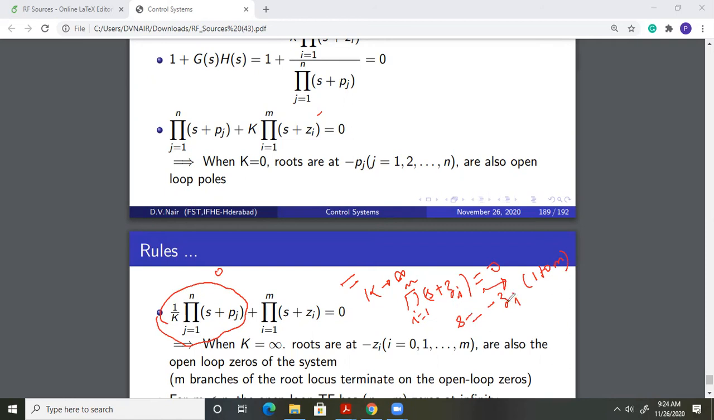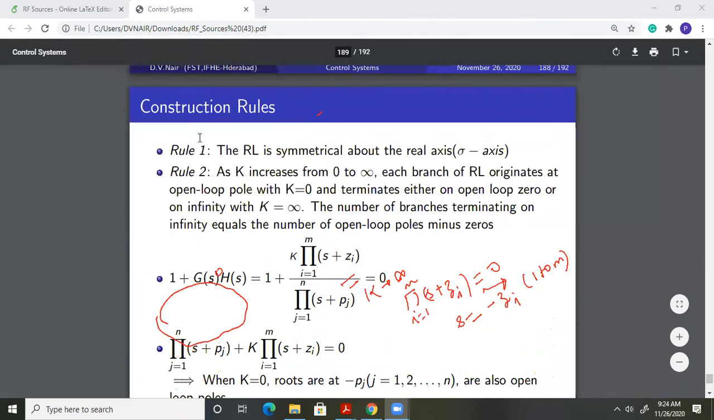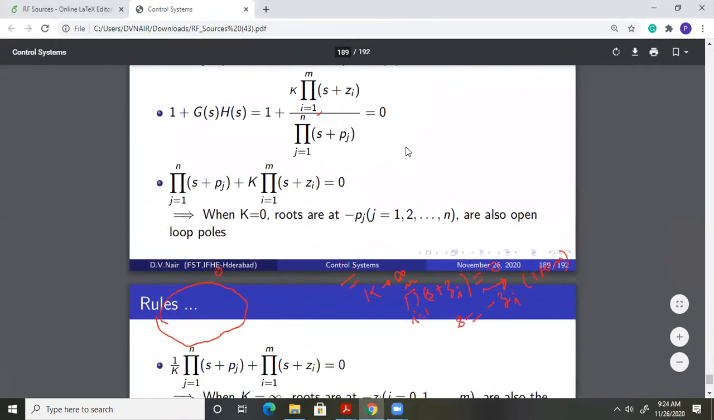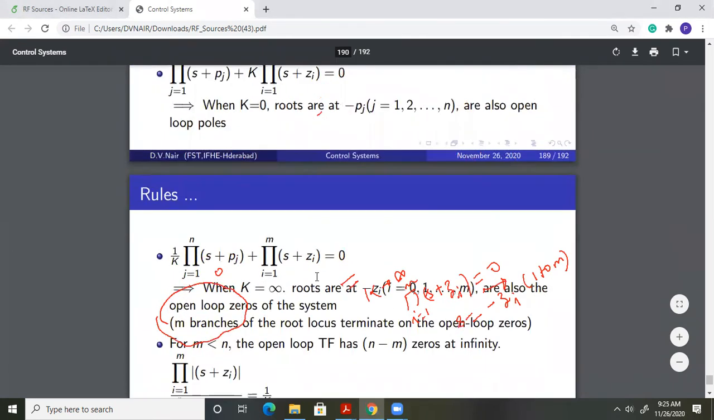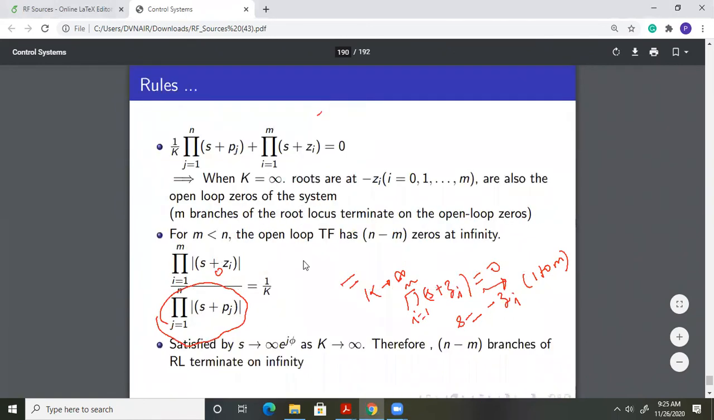So we say that in rule number 2, the branch originates at an open loop pole with k equal to 0 and terminates at what? Open loop zero with k equal to infinity. First understand this. Here it terminates at an open loop zero or at infinity also. We'll come to that later. But first let us understand what it means here, that it terminates at an open loop zero with k equal to infinity, which is something we just saw before our eyes.